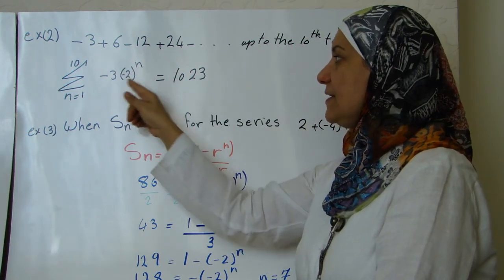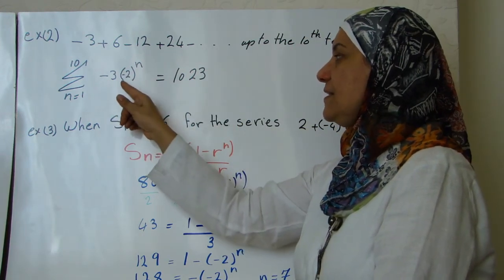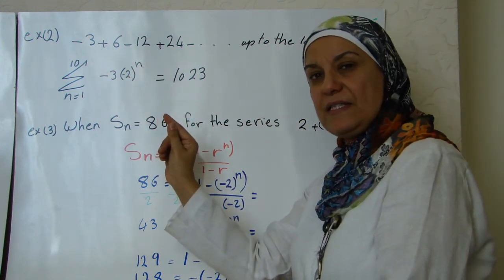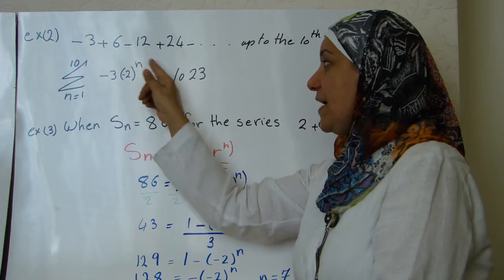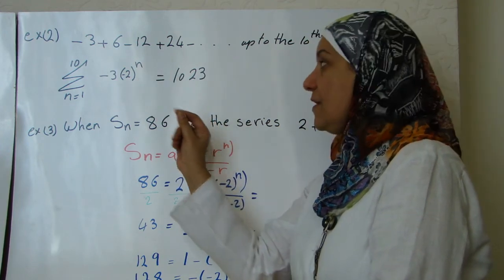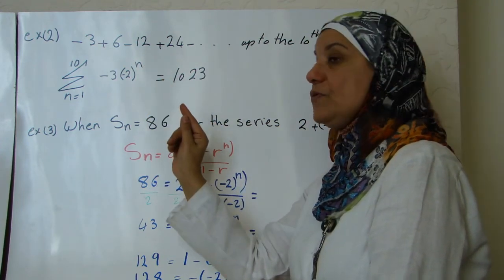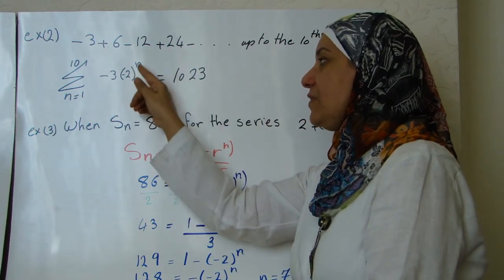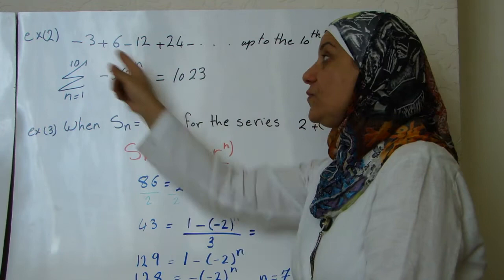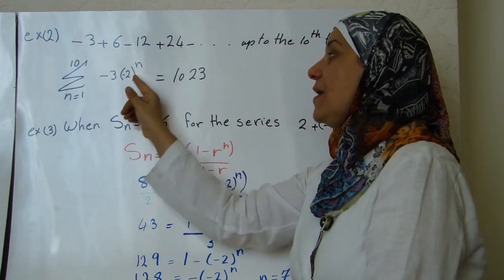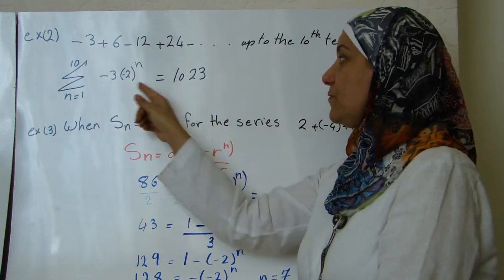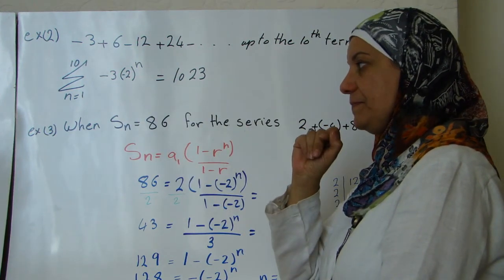So this is my rule: minus 3 times minus 2 to the power of n minus 1. And then somebody would ask, but we do have an n here. Okay, for the first term, what are you going to do? We're going to have 1 minus 1, so it becomes 0. Anything to the power of 0 is 1. So that's why we end up with 1 times minus 3, which becomes minus 3. Okay, so that's my rule, and then I'm going to have the same answer.